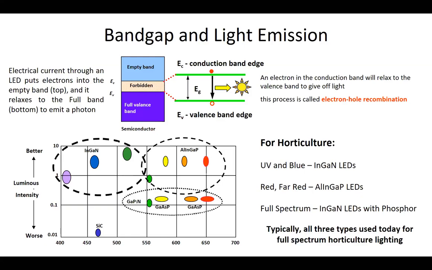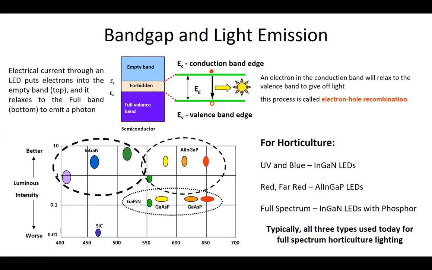Now, for horticulture, I can get UV and blue LEDs from indium gallium nitride. If I take out the indium, I go into the UV. If I add more indium, I go from blue to blue and green. The far and far red LEDs are aluminum indium gallium phosphide LEDs. And for the horticultural lights that you see with LEDs today, what we would call full spectrum lighting, they're usually going to involve red LEDs and full spectrum LEDs that use a phosphor to generate a certain amount of white light. And we'll talk about that in a second, because the phosphor gives you the other wavelengths.